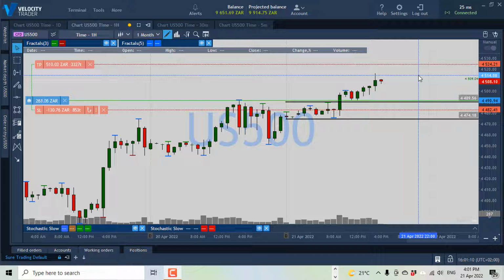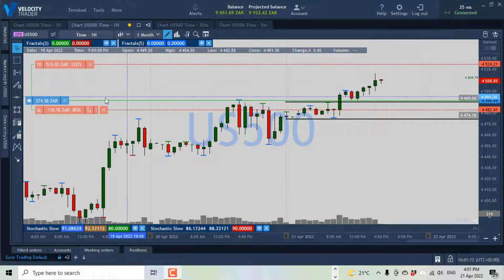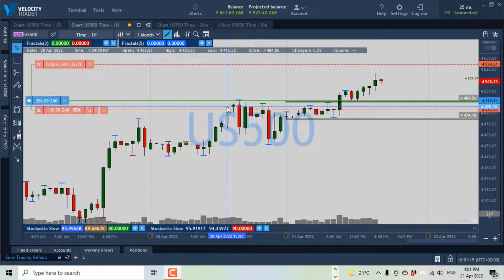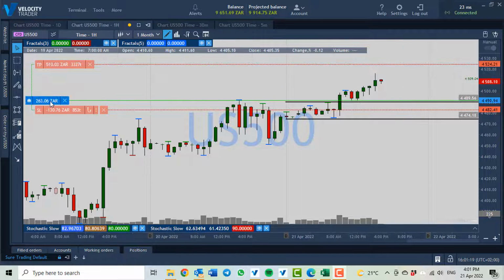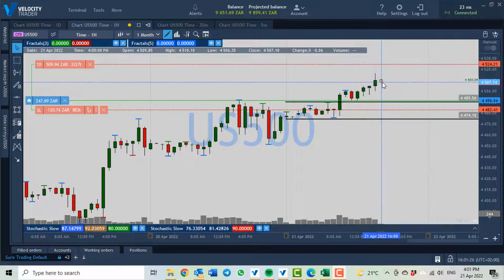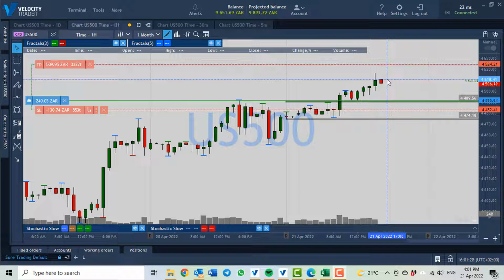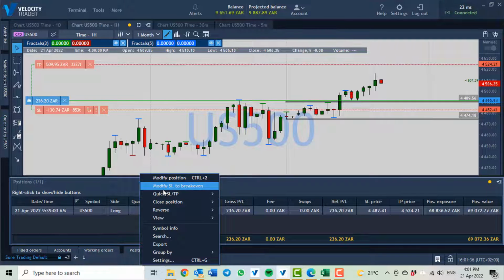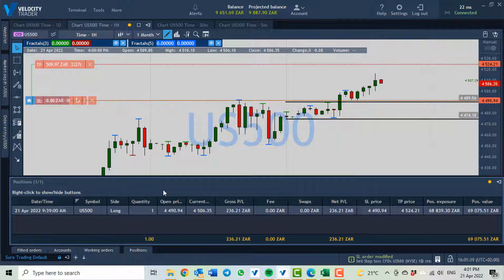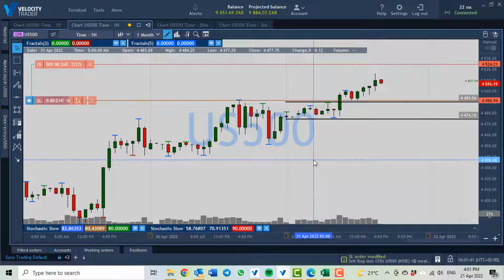So we're still in the trade, but because we're over halfway to our profit target, as you can see, we're just over 250 Rand profit, and the new candle opened, so the opening of this candle was more than halfway to our take profit. I'm going to place my stop loss on break even, just so that it becomes a risk-free trade.